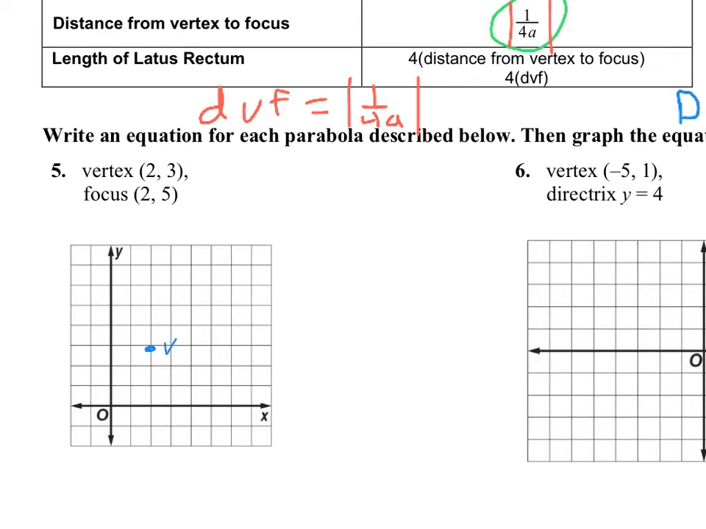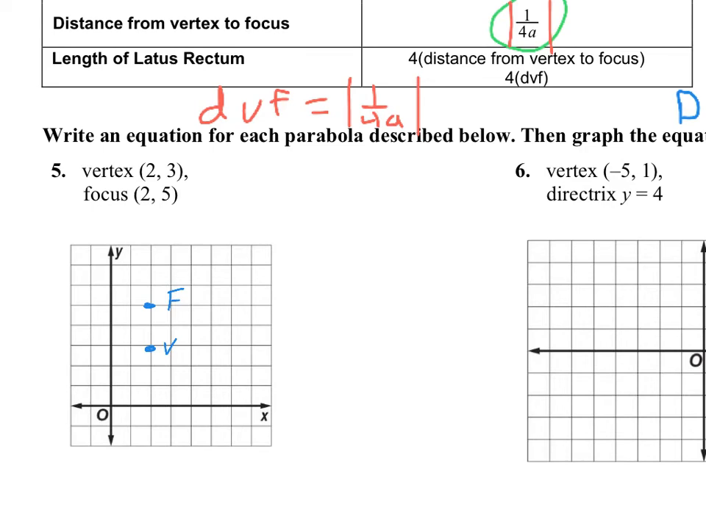The focus is at (2, 5). Okay, so I could already tell that this parabola opens up, because parabolas always eat the focus and they turn away from the directrix. Remember that. Parabolas always eat the focus and they turn their back on the directrix. So I know this is going to open up.